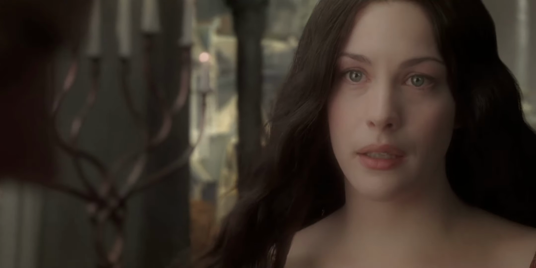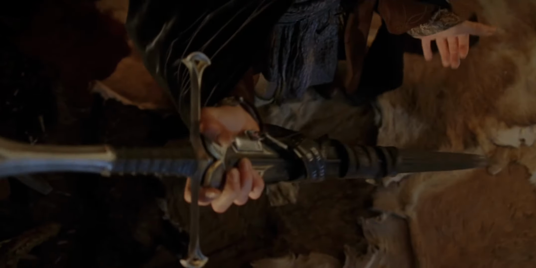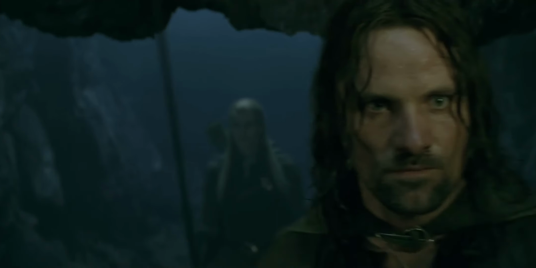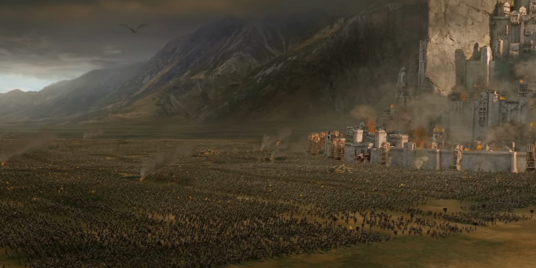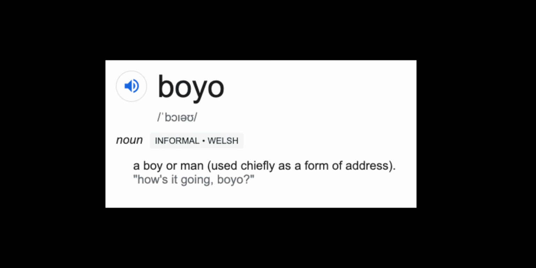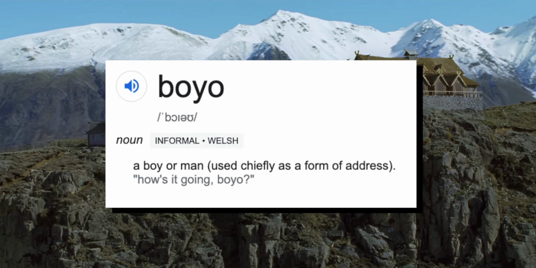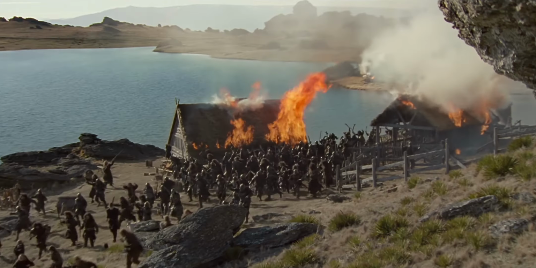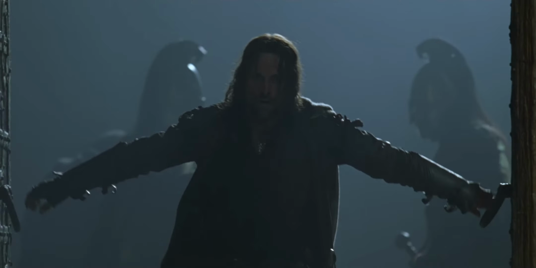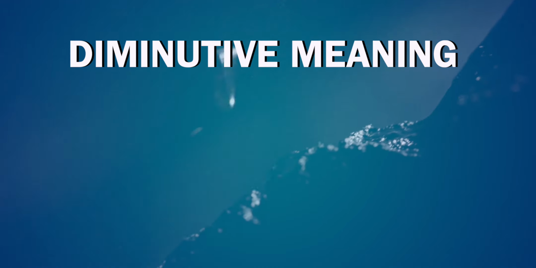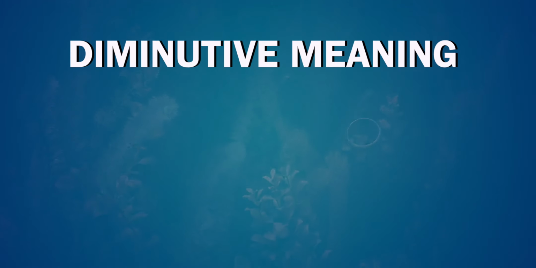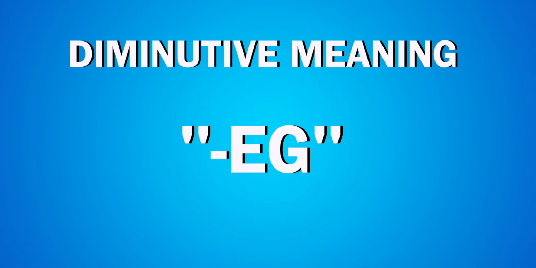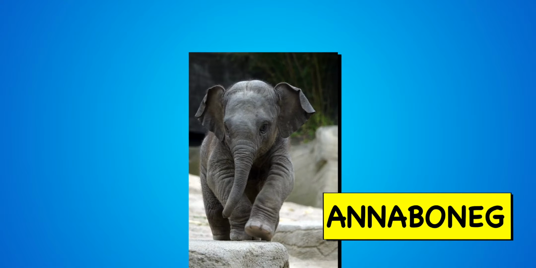This is something I miss in English. If you want to change the meaning of a word, for example implying a diminutive meaning, you have to say something like "little boy". Actually, I love the word "boyo", so that's that, but you know what I mean. This is clearly an exception, and there are a few more exceptions, I guess, but for the most part you use words like "little" and "tiny". But not in Sindarin, just add the suffix "-eg" to the end of the word. For example, annabon-eg, meaning little elephant.